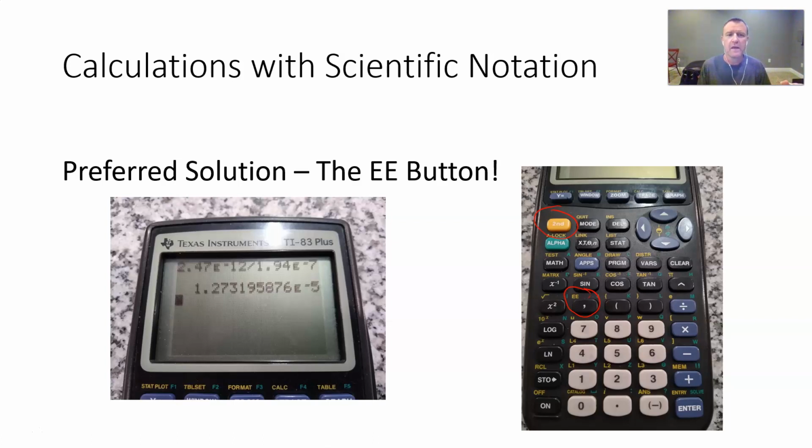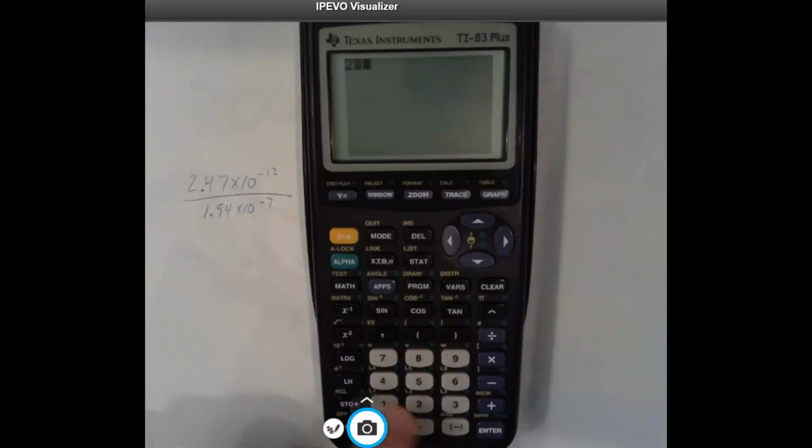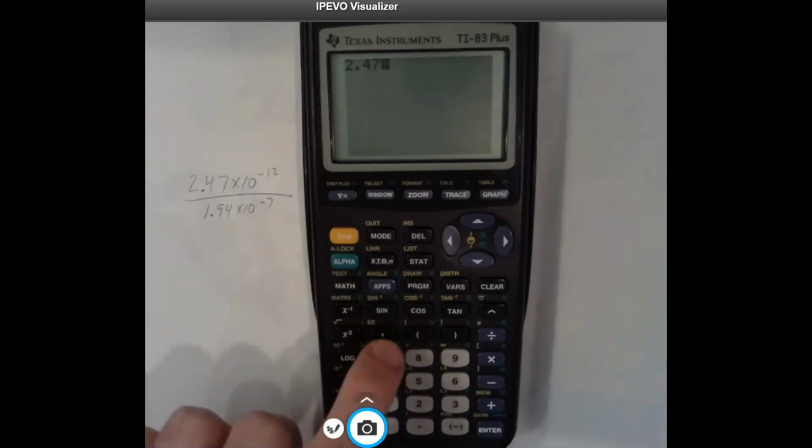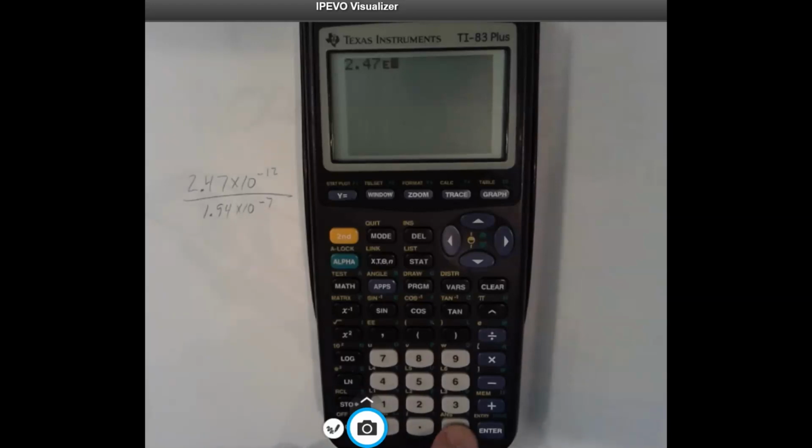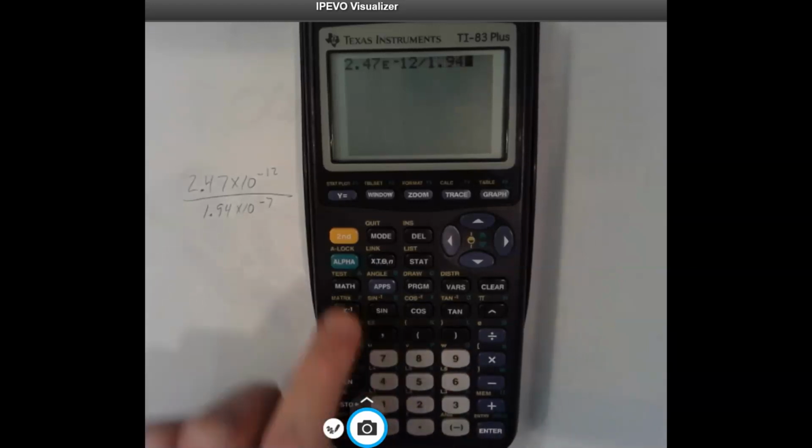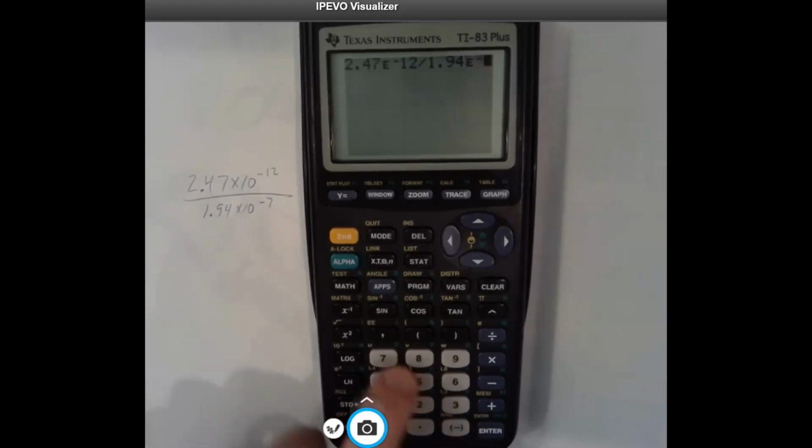It's that easy. So let me walk you through real quickly how to punch this in the calculator. We're just going to enter our first number, 2.47, and like I said, instead of doing the times 10 to the, we'll just go second comma to get that E in there, and then negative 12. By using that EE button, the calculator sees this entire thing as a single number, and then divided by our other number, 1.94, and then I'll do the EE again, negative 7. So again, it sees one number divided by another number. You don't have to worry about order of operations. You're going to get the right answer every time. So try that out. I hope it helps.